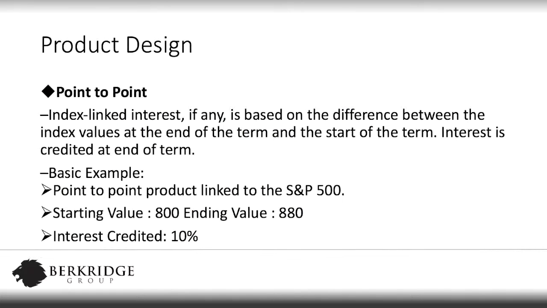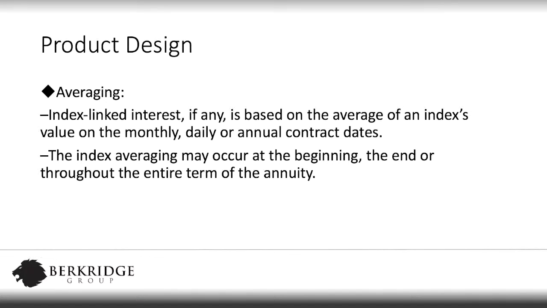So point-to-point, here's a basic example: imagine the point-to-point product is linked to the S&P 500. We have a start value of 800 and an ending value of 880. Your index credited is 10%. Sort of in summary of what we just discussed.